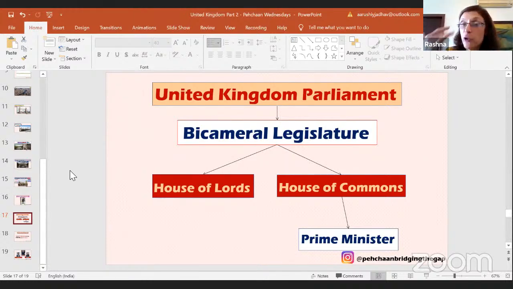So obviously, normal people, ordinary people elect, they give votes, and the people who are elected go to the House of Commons to make the laws for the United Kingdom. So the House of Commons and the House of Lords. Well done. And why have I put Prime Minister coming out of House of Commons? Why have I put that Prime Minister coming out of House of Commons? Can anybody tell me?